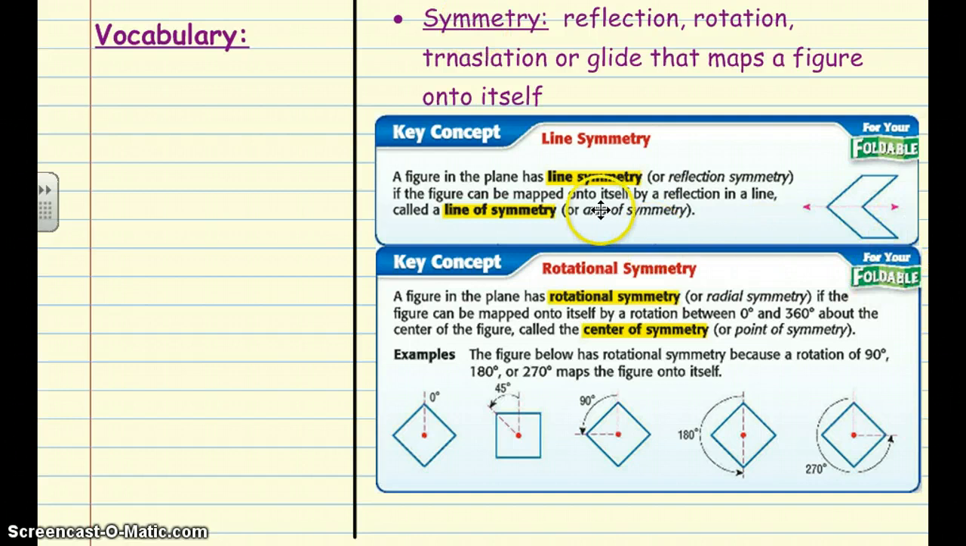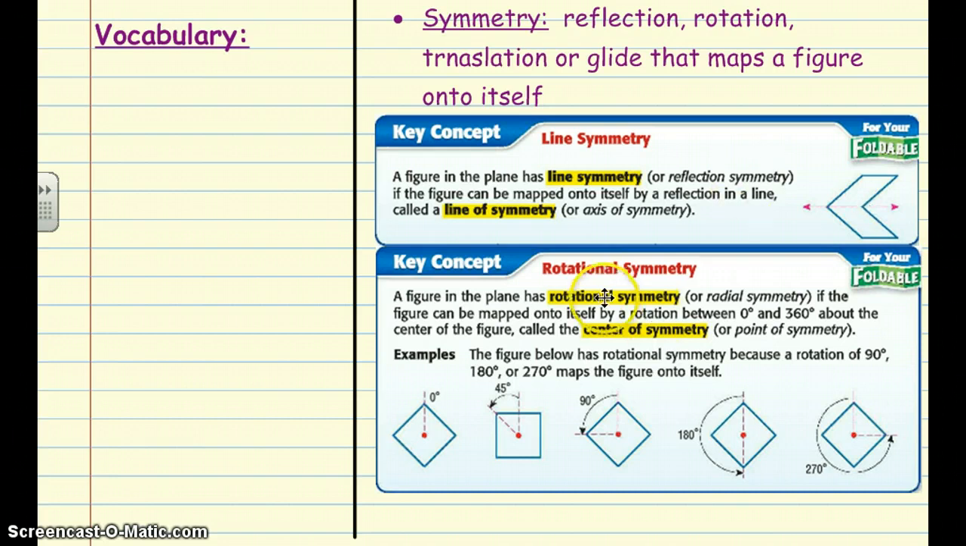The next term here is line symmetry. It's line symmetry if we can reflect it across that line, and we call that specifically a line of symmetry. So imagine that you rotate this figure across that line of symmetry.